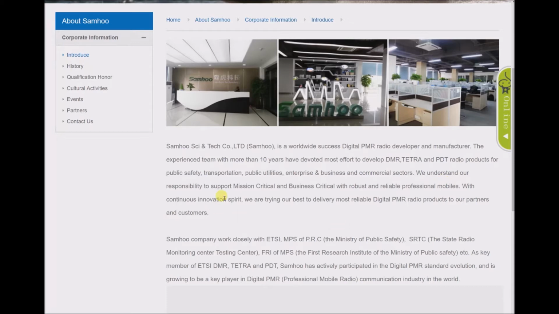We understand our responsibility to support mission-critical and business-critical with robust and reliable professional mobiles. With continuous innovation spirit, we are trying our best to deliver most reliable digital PMR radio products to our partners and customers. SAMHU Company works closely with ETSI, MPS, PRC.